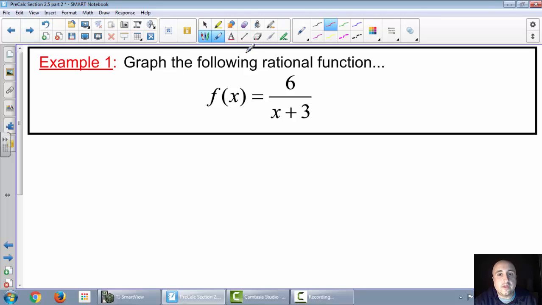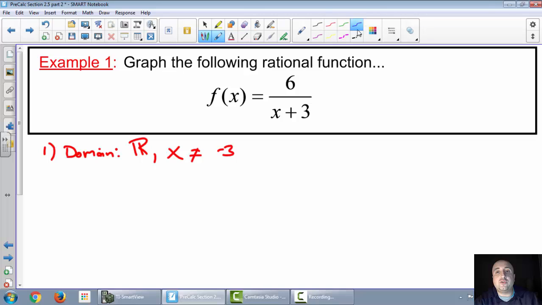Okay, so example 1. It says f of x equals 6 over x plus 3. Step 1 is to find the domain. Like we talked about earlier, the domain is all real numbers except for whatever makes the bottom equal to 0. So what makes this bottom equal to 0? What plus 3 is 0? Well, x cannot equal -3. So the domain is everything but -3.